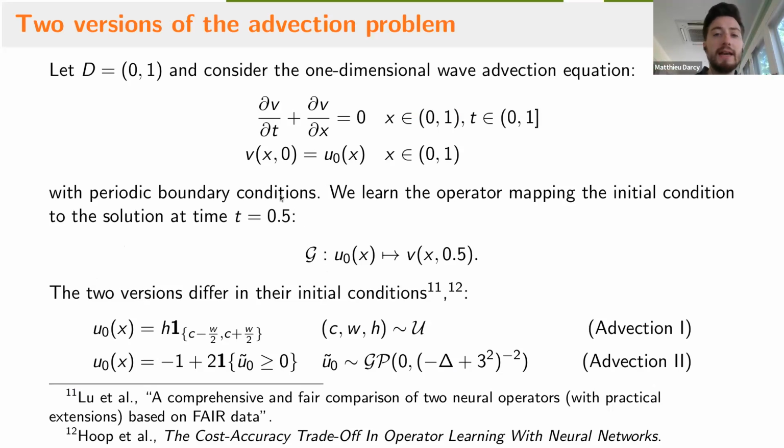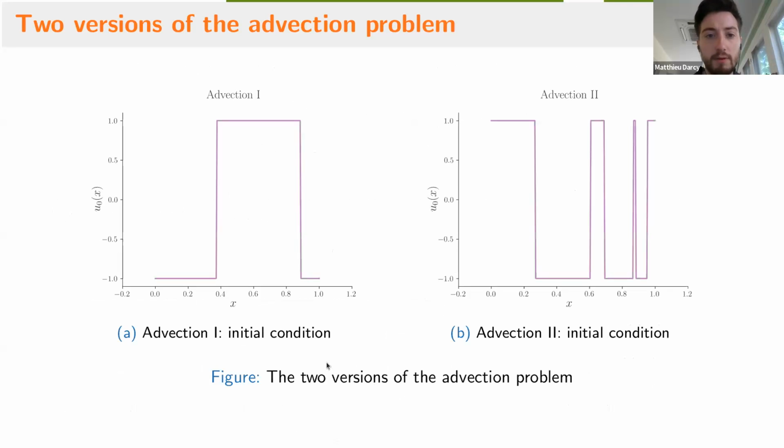It's not so important whether you know this PDE or not, but the underlying problem is to learn from the initial condition the solution at some time 0.5. The two papers differ in terms of the measure from which they sample. They're given by these formulas here, but I'll just show you what they look like. This is the first. This is the first paper.